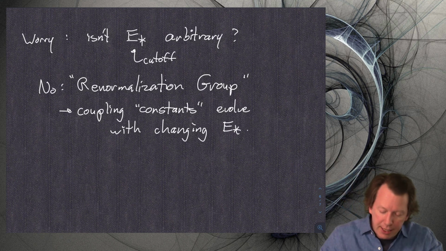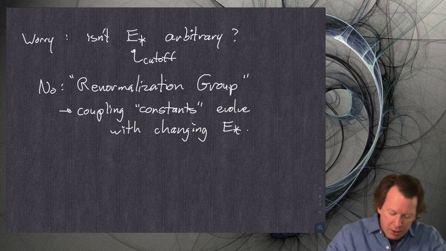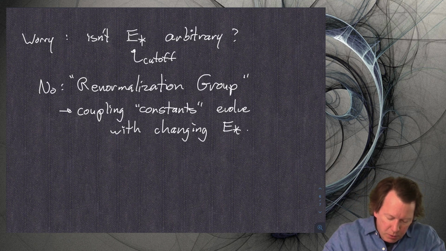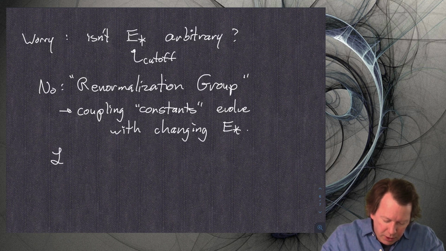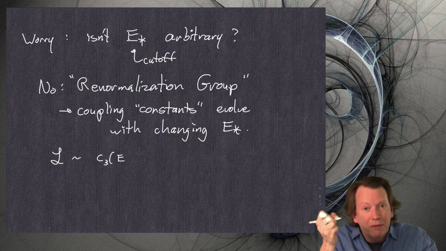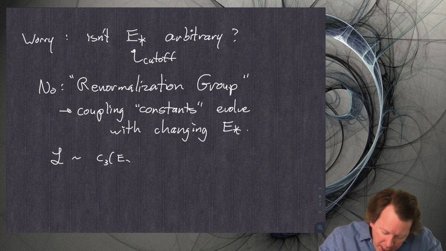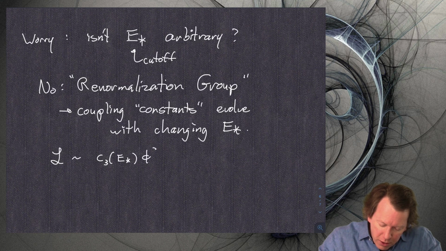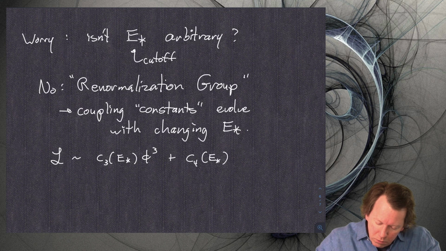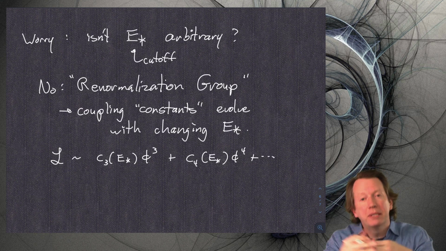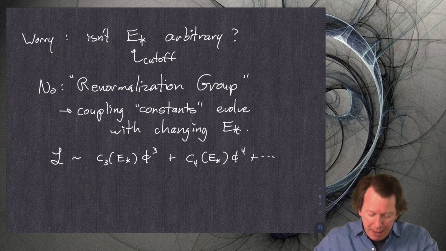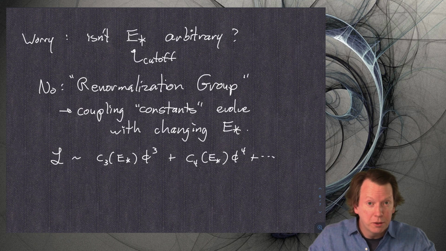So what we do is we say that, what is the best way to say this? When I write my Lagrangian, my interaction Lagrangian, it includes things like C3 phi cubed, but that C3, the specific numerical value, will depend on the value that I choose for the cutoff. And then likewise C4, etc. And there's some very specific functional form for exactly that dependence.